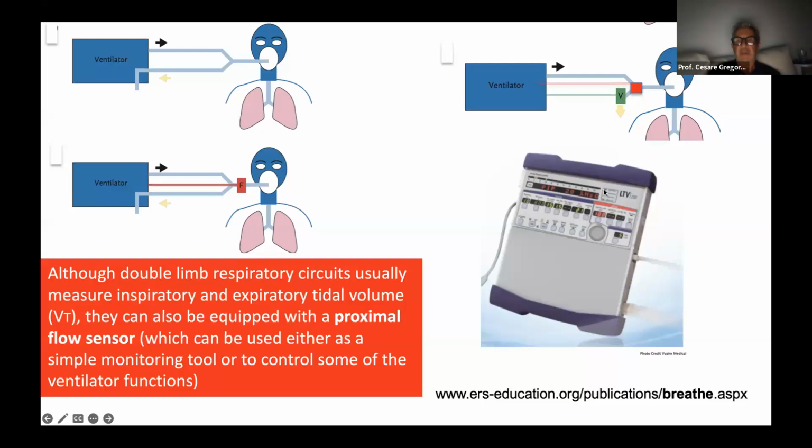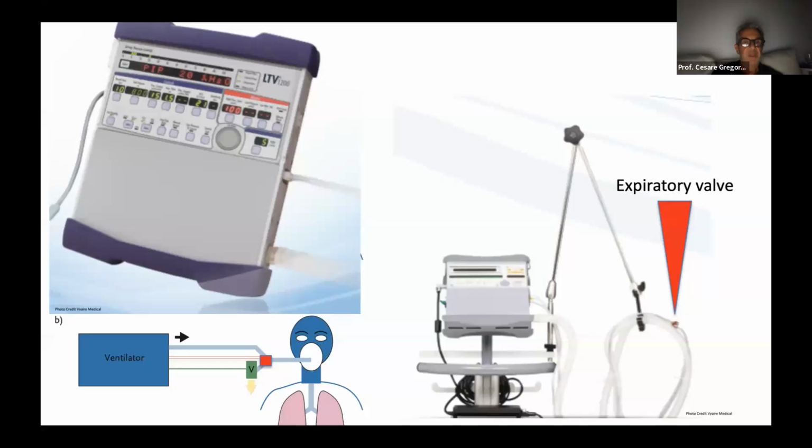Then we can have some kind of hybrid double ventilatory circuit. This is the case, for example, of the LTV. It is like one non-vented circuit. It is really a double one, also because it is equipped with a flow sensor, so it's able to measure inspiratory and expiratory tidal volume. The only difference is that the expiratory valve is not embedded inside the ventilator, but is applied to the distal part of the expiratory circuit. So this is the well-known LTV with the expiratory valve. It's not embedded inside, but the ventilator behaves exactly the same as the conventional double limb circuits.